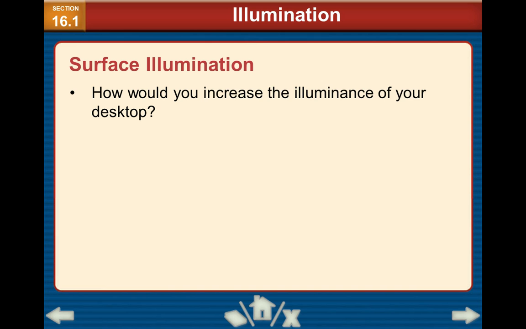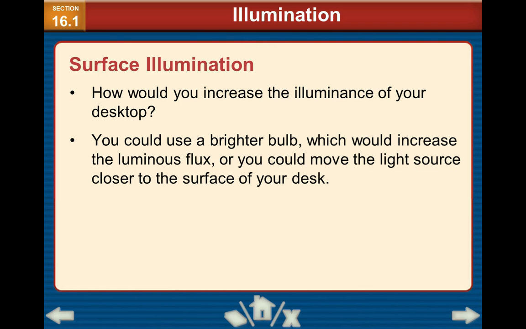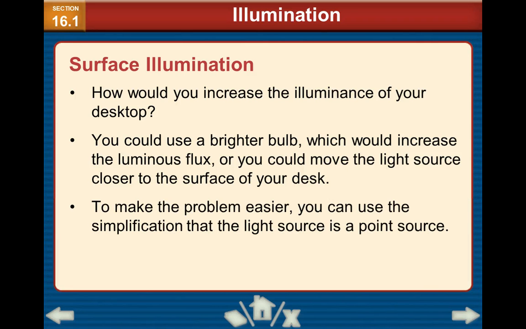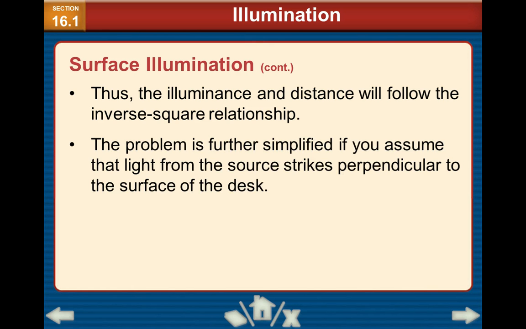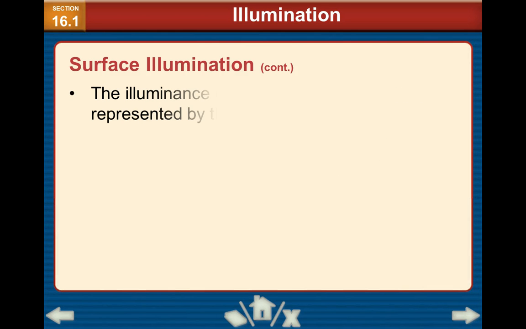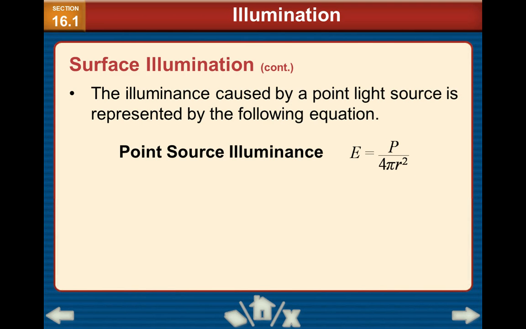So let's take a look at a problem where we're going to try to light up a desktop. If we wanted to light up our desktop, we could use a brighter light, or we could move the light source closer. We're going to keep everything in terms of a point source. I'll talk a little more about this in class. We're going to talk about our inverse square relationship. We're also going to assume that the light is striking the surface perpendicular, which makes life a little bit easier. And so here's our equation.